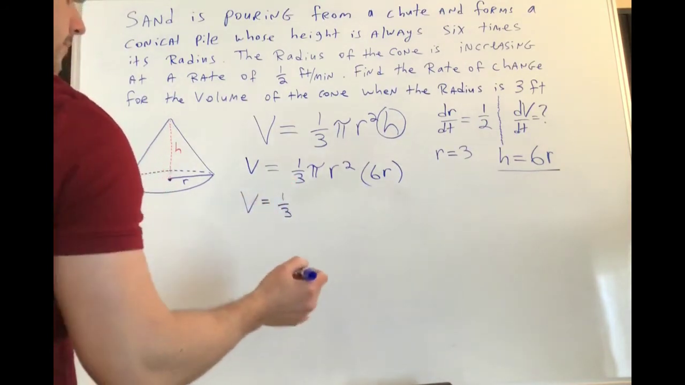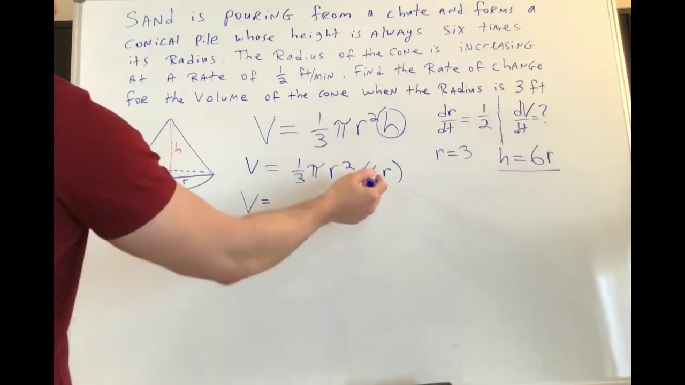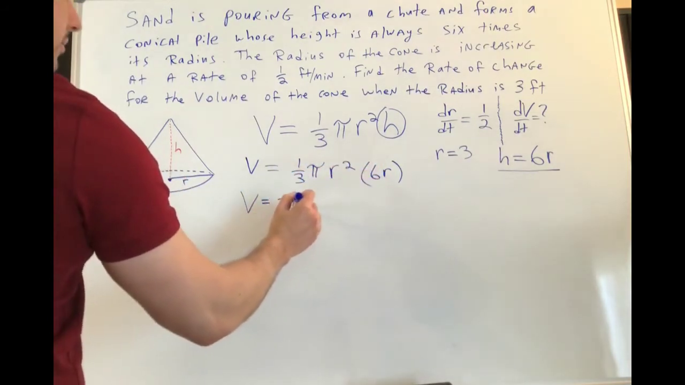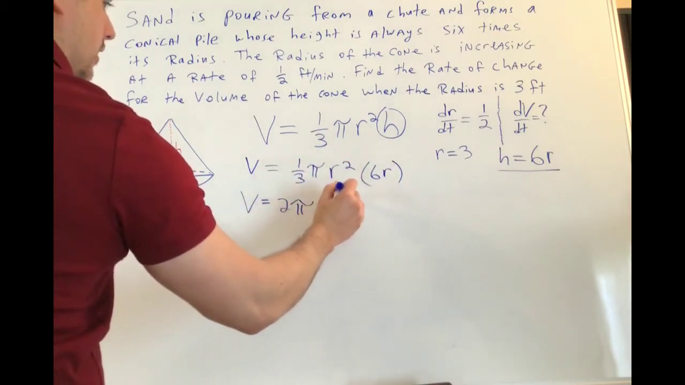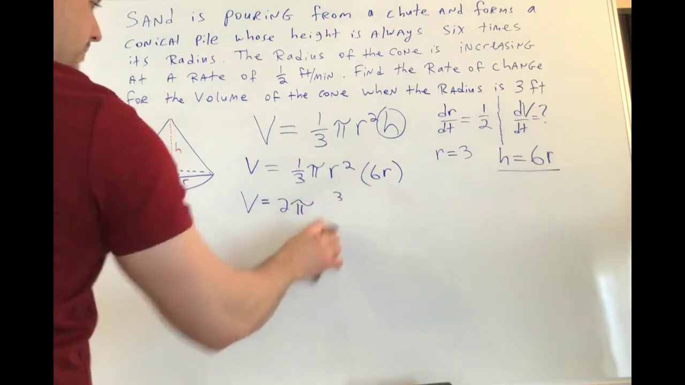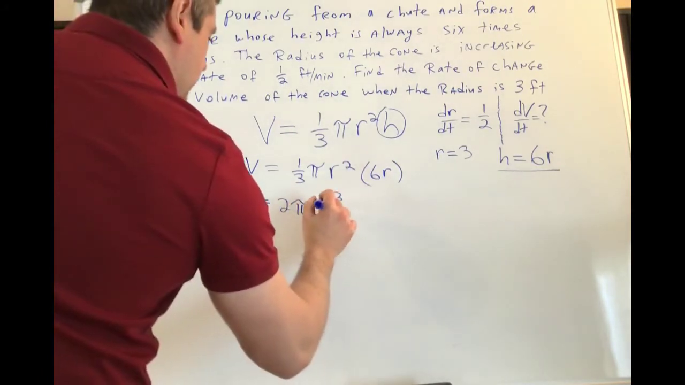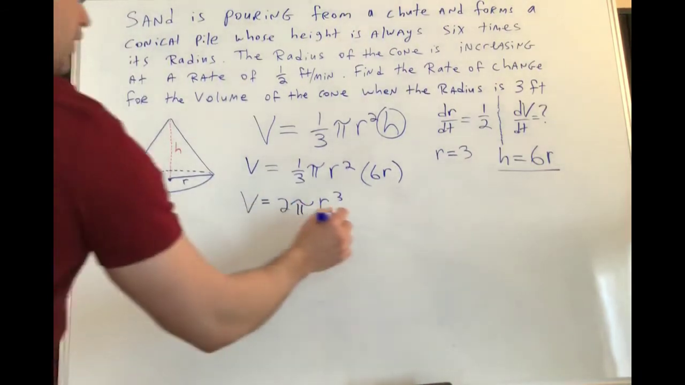And you know what? I'm going to do even better. I'm going to take 1/3 of 6. Just do 6 divided by 3 is 2. Pi, r squared times r is r cubed. And again, see, my r looks like a V. The curse of horrible handwriting. There, better. This is your formula.